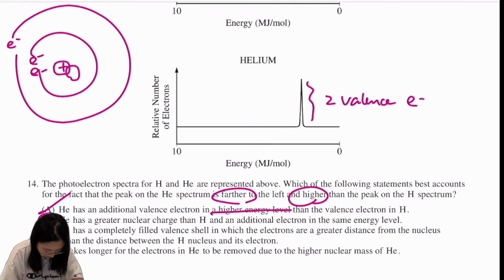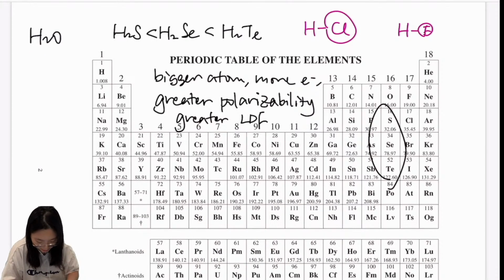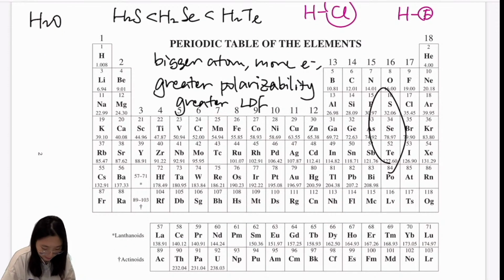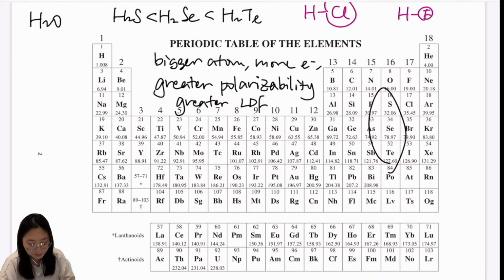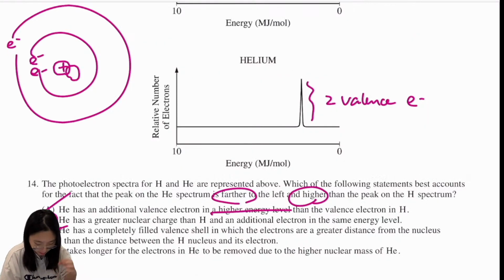And C, helium has a completely filled valence shell, which is true, in which the electrons are a greater distance from the nucleus. Okay, that's not true. According to the periodic trend, when you go from left to right on the same energy level, the atomic size decreases because of the greater number of protons, the increasing effective nuclear charge. It's getting smaller because of the stronger attraction between the nucleus and the electrons. Stronger attraction means they shrink. So helium is smaller.